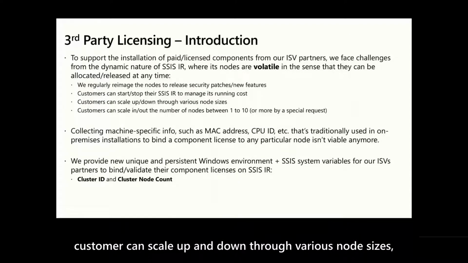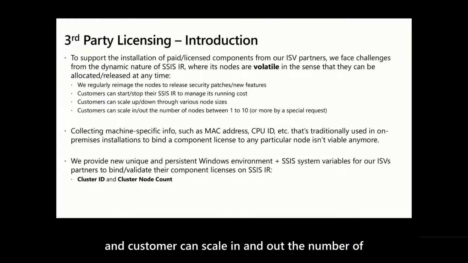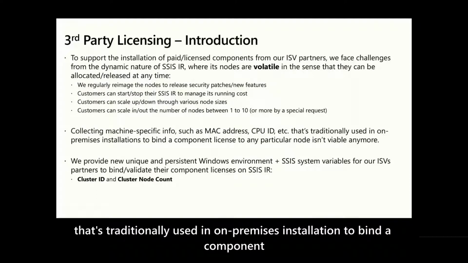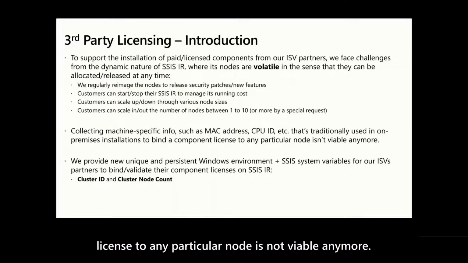Customers can scale up and down through various node sizes. And customers can scale in and out the number of nodes between 1 to 10 or more by a special request. Consequently, collecting machine-specific info such as MAC address or CPU ID, etc., that's traditionally used in on-premises installation to bind a component license to any particular node is not viable anymore.